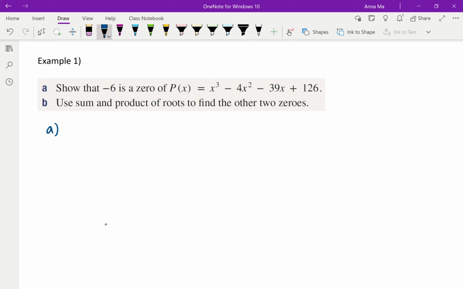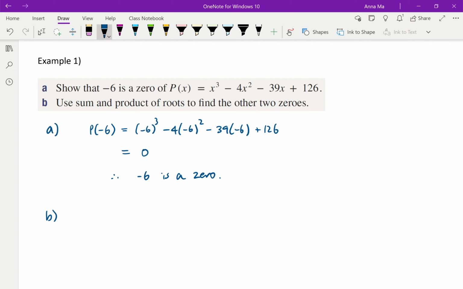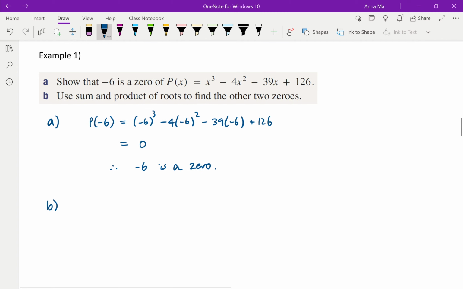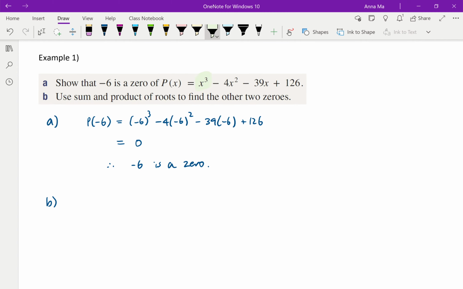Okay, part A. To show that it's a 0, we just simply have to sub it in to show that it equals 0. You just chuck it into the calculator, you should get a 0. Therefore, -6 is a 0. But then for part B, it says use the sum and product of zeros to find the other two zeros. So given that it's a cubic, we know there has to be maximum 3 roots or 3 zeros to that polynomial.